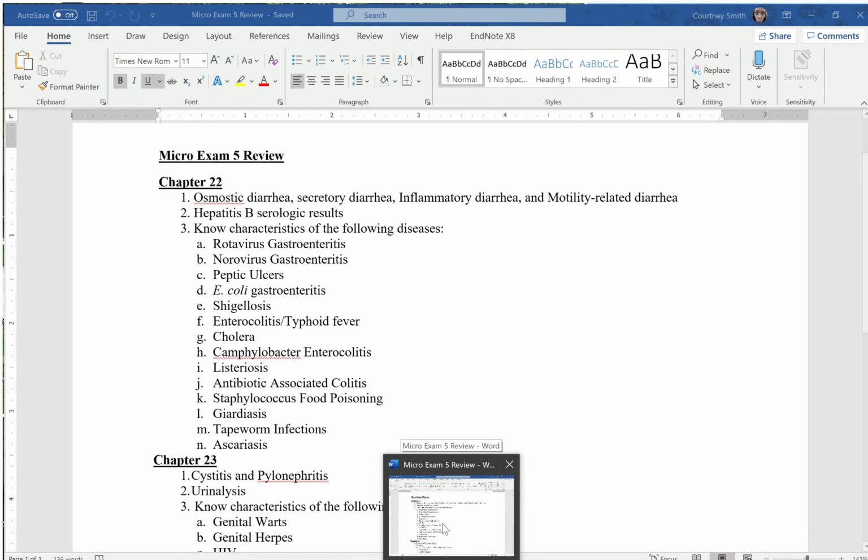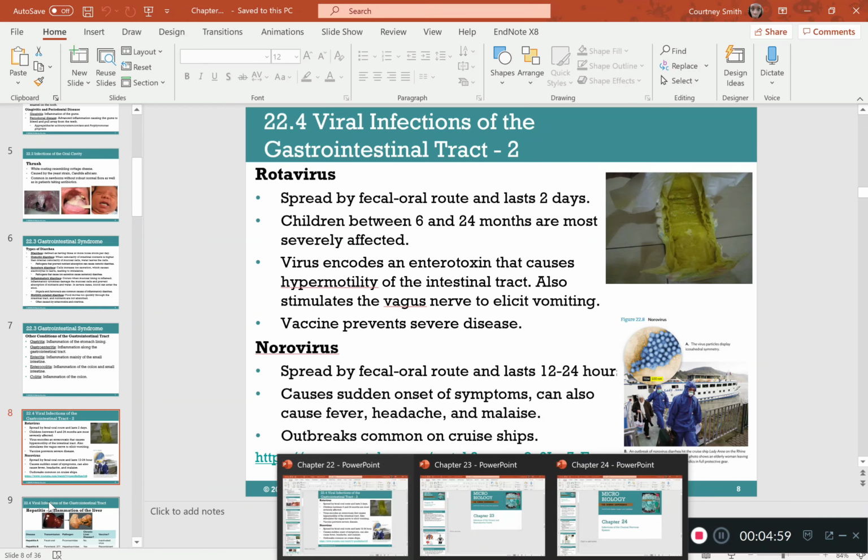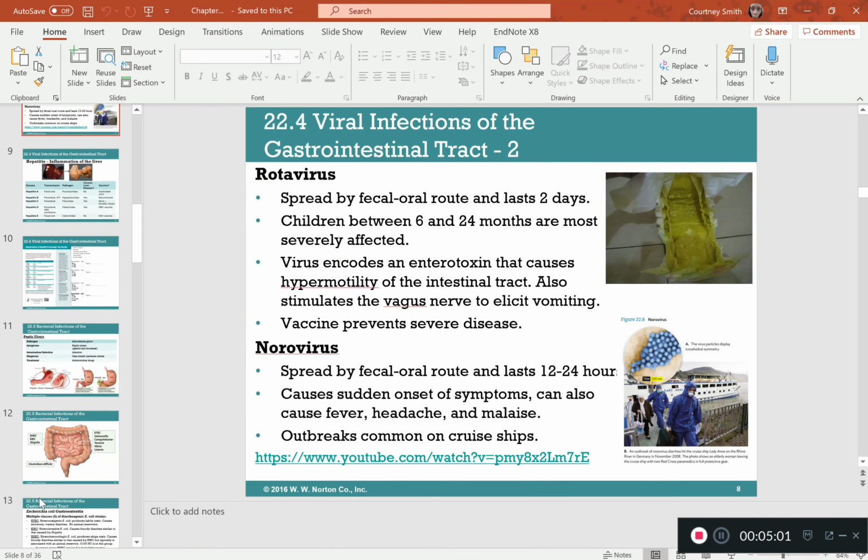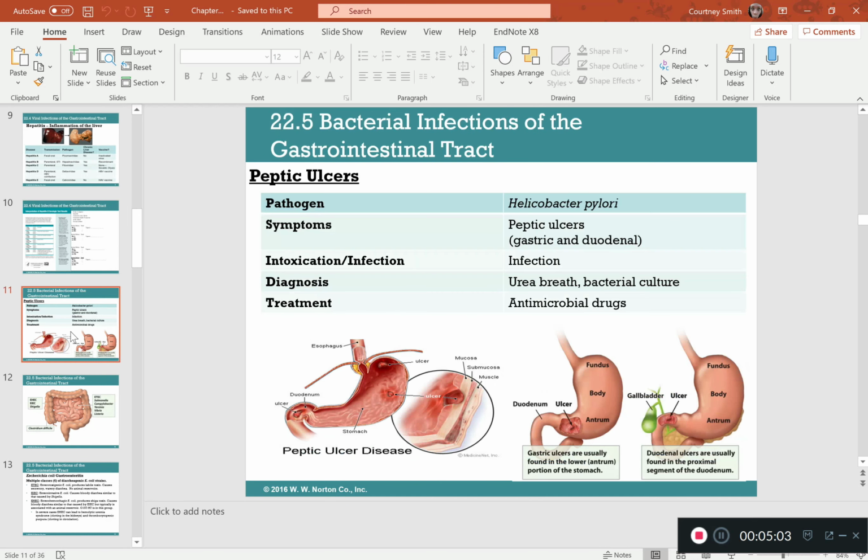So we have the peptic ulcers, E. coli, shigellosis. Okay, so peptic ulcers. Peptic ulcers are caused by H. pylori. Depending on how severe the peptic ulcer is, a lot of times you'll need antimicrobials, but there are some times where it can be self-limiting depending on how severe it is.